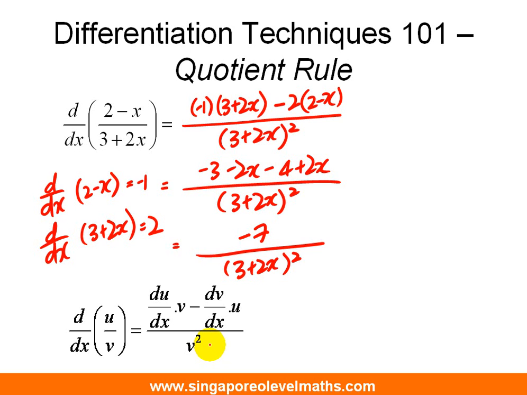We have come to the end of this video on differentiation techniques 101. The three main rules: chain, product, and quotient rule. These are all fundamental techniques that you must be very good with before you can proceed on to other higher level differentiation.